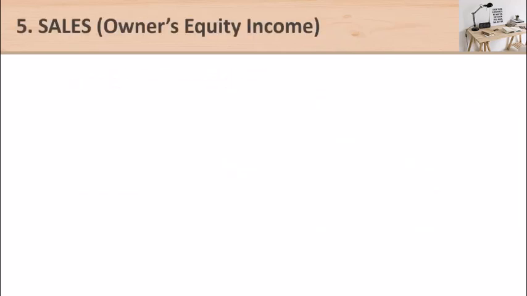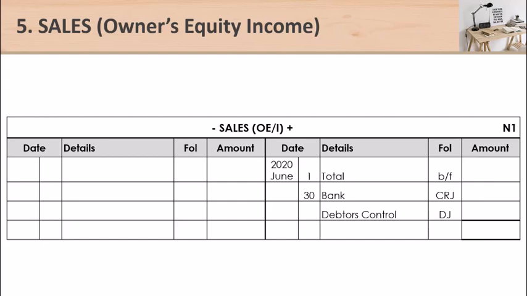Now we get to our two nominal accounts, the income and expense accounts. The one is sales, which is an owner's equity income account because we're earning money. And because it's an income account, the I forms the I of click, so it also increases on the credit side. Nominal account number one.